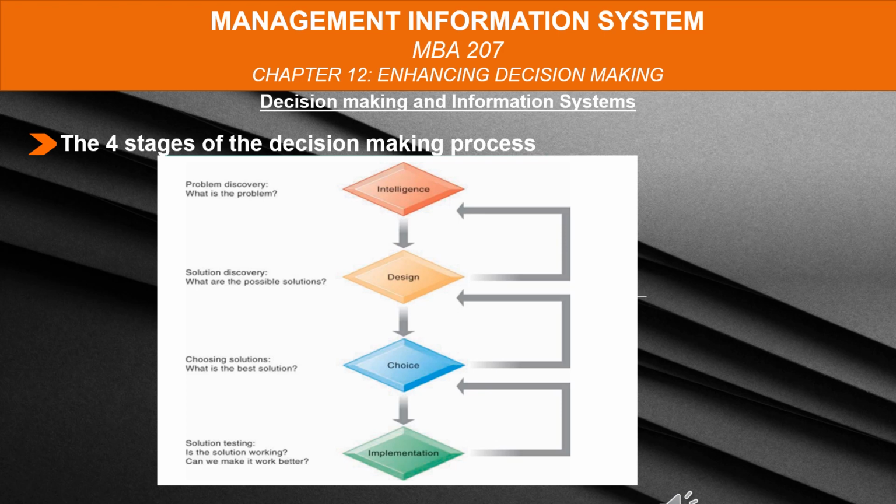The four stages of the decision-making process. The first step is intelligence, wherein there is problem discovery. It consists of discovering, identifying, and understanding the problems happening in the organization: why the problem exists, where, and what effects it is having on the firm.